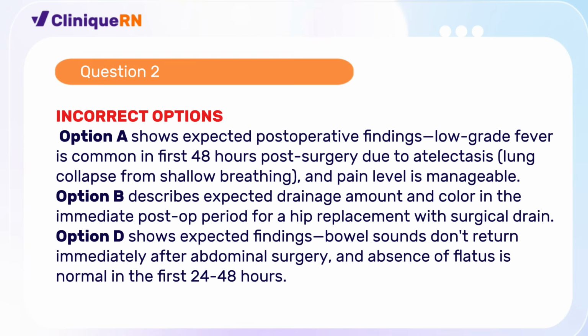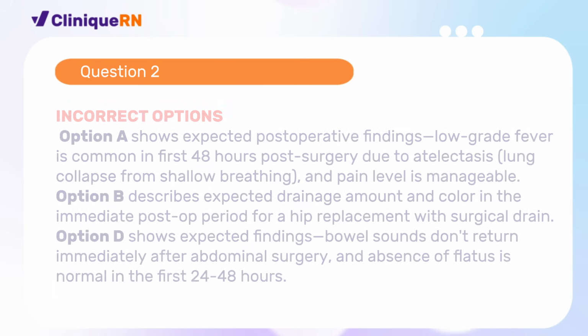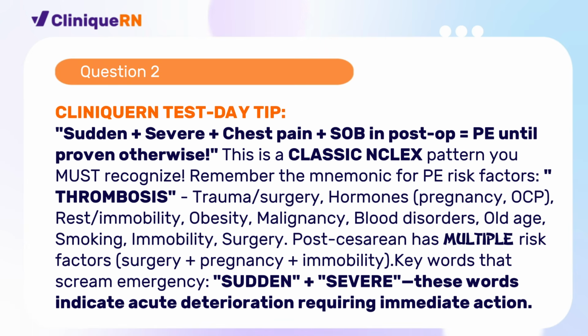Option A shows expected postoperative findings. Low-grade fever is common in the first 48 hours post-surgery due to atelectasis, lung collapse from shallow breathing, and the pain level is manageable. Option B describes the expected drainage amount and color in the immediate post-op period for a hip replacement with surgical drain. Option D shows expected findings. Bowel sounds don't return immediately after abdominal surgery, and the absence of flatus is normal in the first 24 to 48 hours.